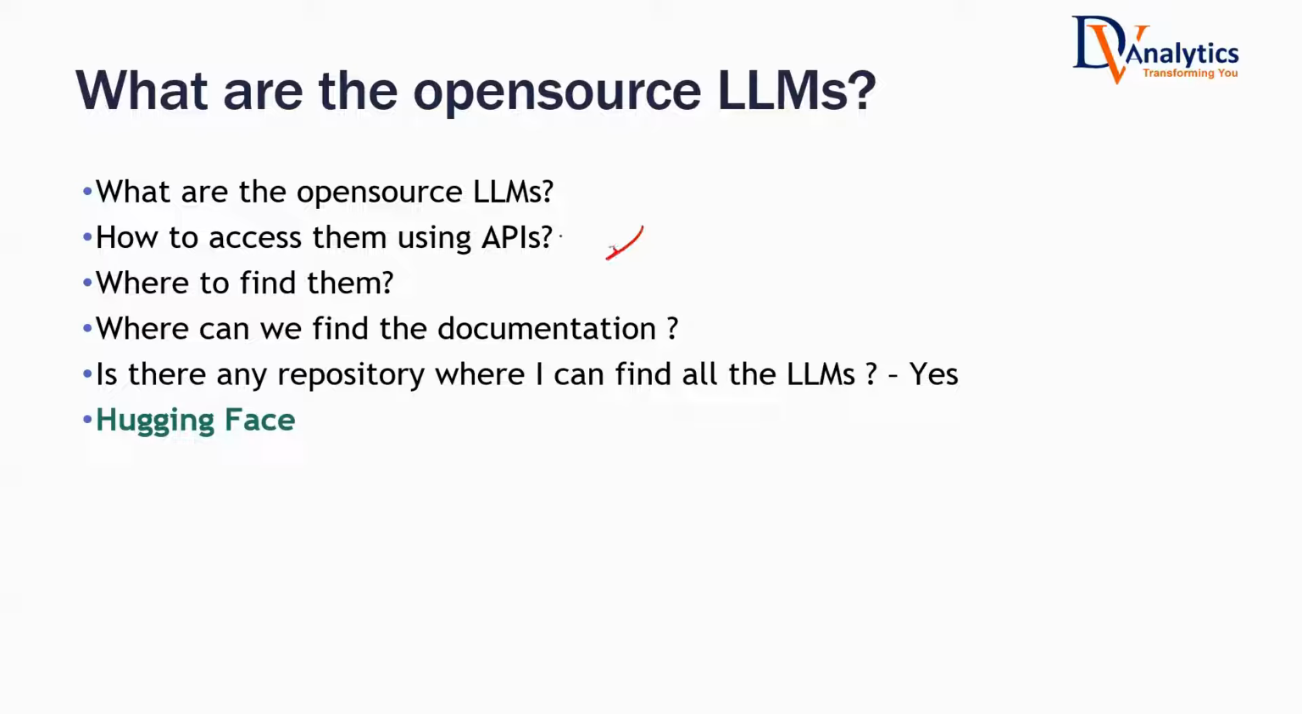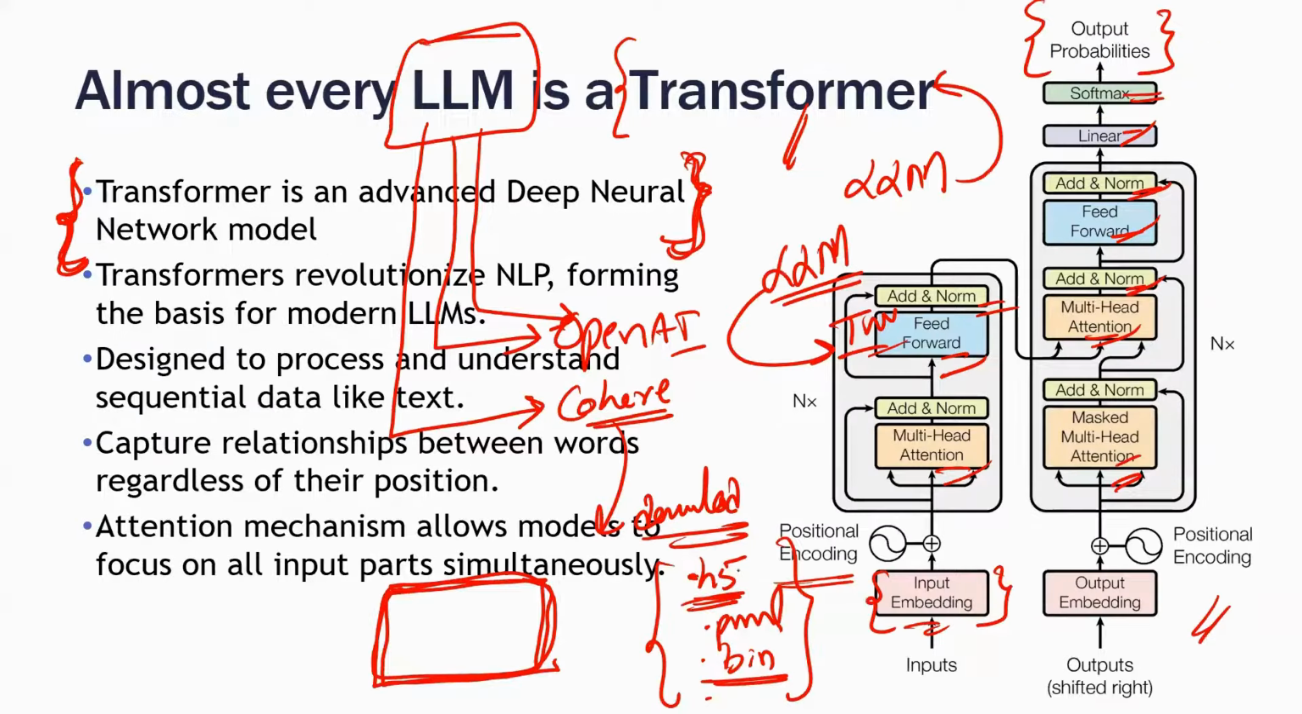So what are some of the open source LLM models? How do you access them? One is through APIs, or how do you literally download them and use them personally? Has anyone stored all those open source large language models in one place?